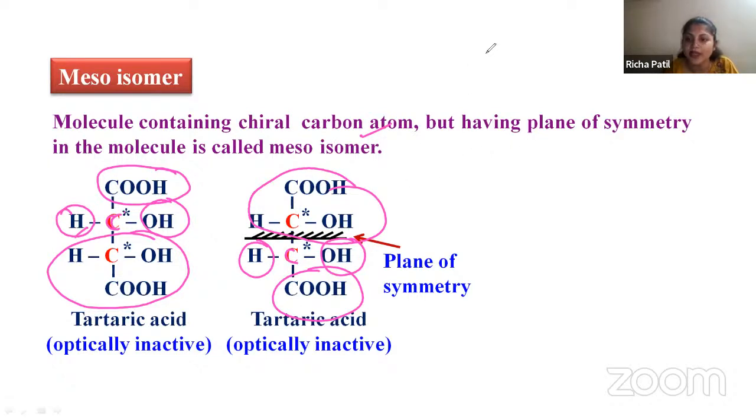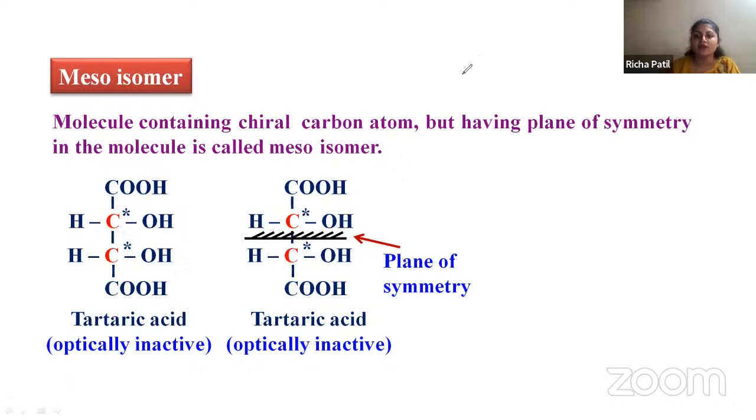Now, what do you mean by plane of symmetry? If you keep a mirror image on this, what will happen? This molecule will coincide with the other, right? The upper molecule will coincide with the lower molecule. So this is said to be a meso isomer. That is what a molecule containing chiral carbon atoms but having a plane of symmetry is called a meso isomer. This is an example of tartaric acid.